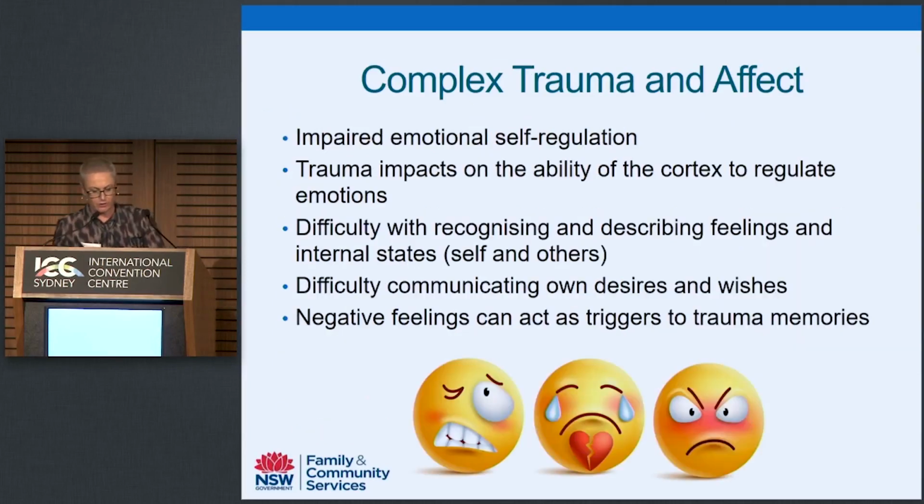Okay, so I've already sort of spoken about this. Complex trauma clearly impacts on affect. It will impact on your self-regulation. Children's ability to regulate themselves and to develop good coping mechanisms happens, again, through the relationship that they have with their caregiver, through modelling, but through responses to their own behaviour. The understanding of your own and others' feelings and internal states. But often also these children have difficulty communicating even what they desire and what they wish.